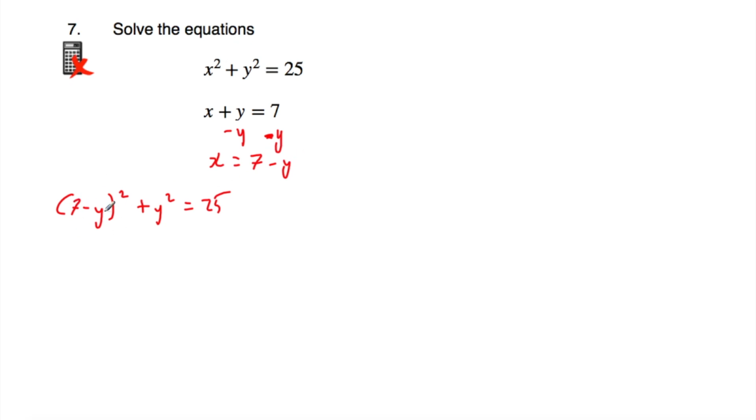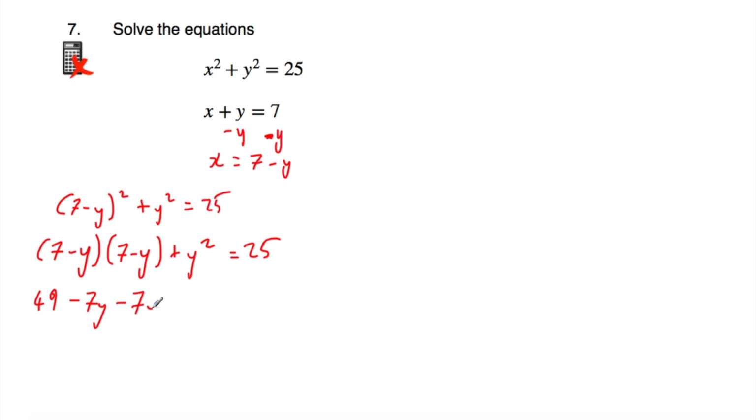Now we want to expand this and simplify it, so let's write the bracket out twice, 7 minus y, and then 7 minus y, and then plus y squared equals 25. Then expanding our bracket, 7 times 7 is 49. 7 times minus y would be minus 7y. Minus y times 7 would be minus 7y. And then minus y times minus y, well, a negative times a negative is a positive, so it'll be plus y squared. And then we've still got our plus y squared. Make sure you don't forget that one. And that's equal to 25.